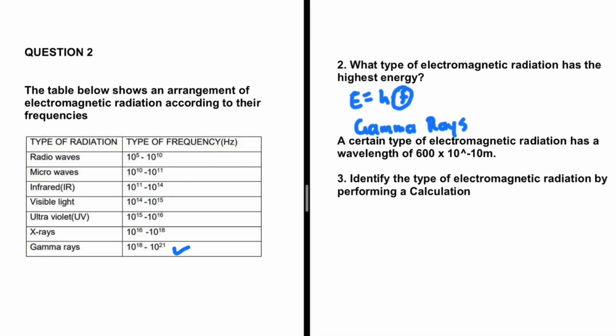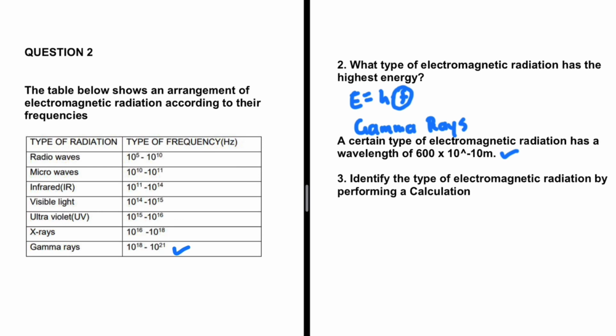A certain type of electromagnetic radiation has a wavelength of 600 times 10 to the minus 10 meters. Identify the type of electromagnetic radiation by performing a calculation. I think in the previous question, we were given the energy and we calculated the frequency. Here we are given the wavelength and we are going to do the same thing, because what we have is a type of radiation and a type of frequency.